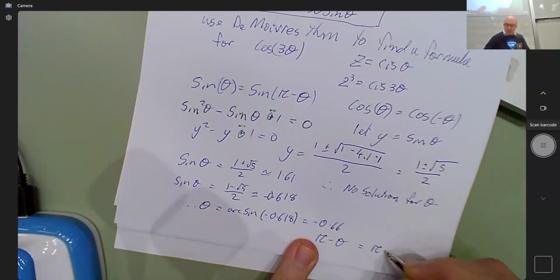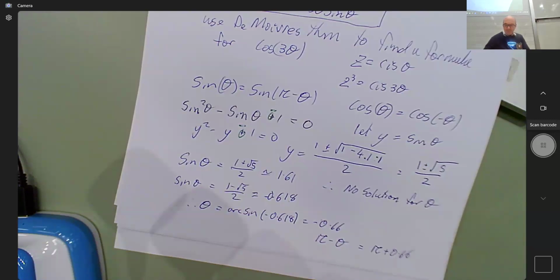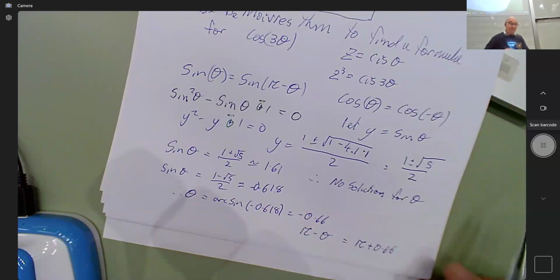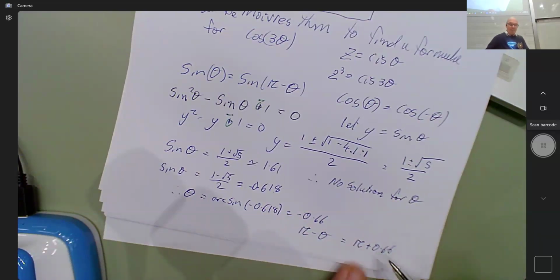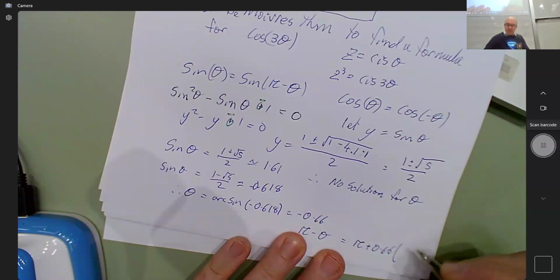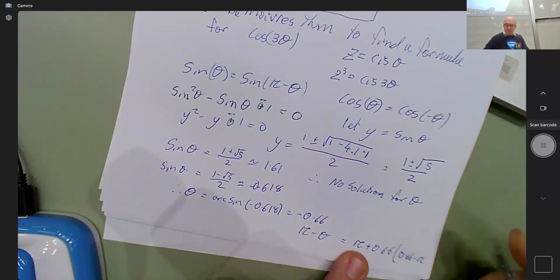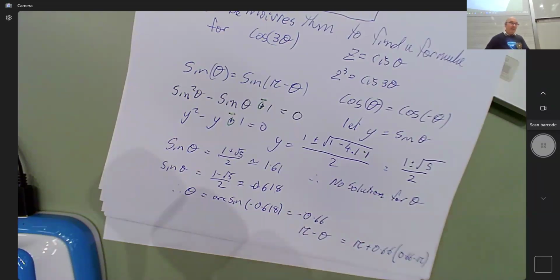which will be pi minus minus 0.66, so pi plus 0.66. Now, because this was minus something, this value is actually greater than pi. So I could actually do a thing where I go 0.66 minus pi. Basically that number minus 2 pi. Okay, all right.